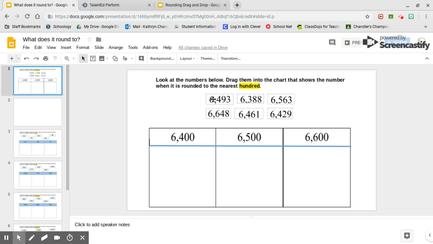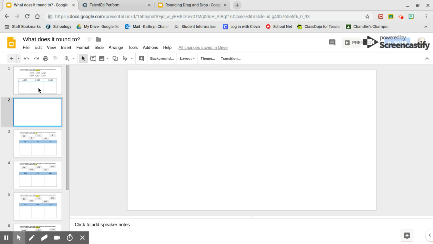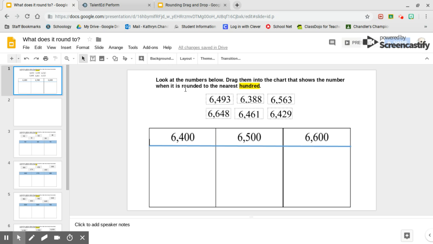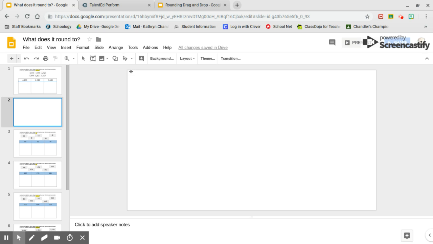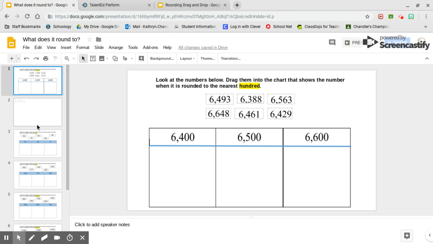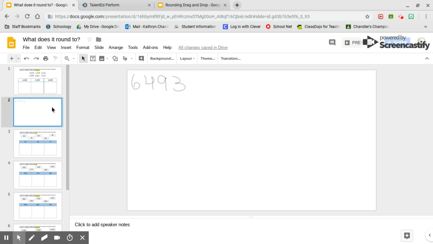So because I can't show you my piece of paper or my whiteboard where I'd be doing the work, I'm going to do the work on the next slide really quick. So I'm going to round 6,493 first. So I have 6,000. My handwriting might be a little sloppy here. 493. And I'm rounding to the hundreds, so I'm going to decide which 100 this is going to round to.